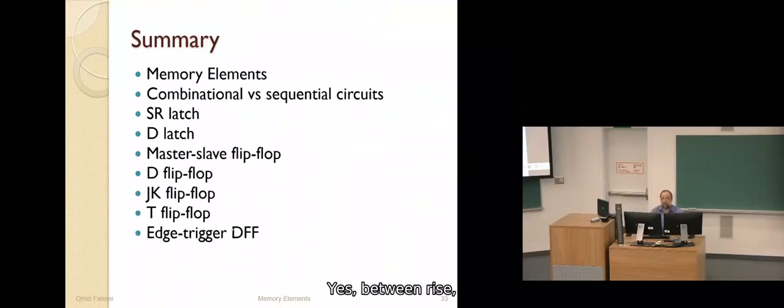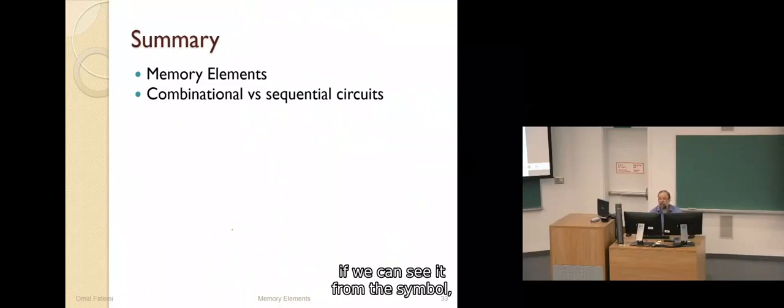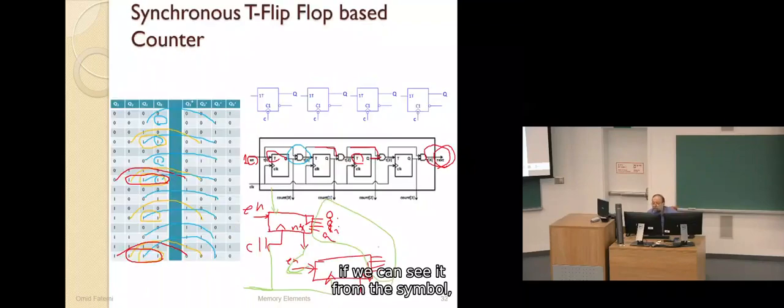Yes? How do you know between a rising edge and a falling edge? We can see it from the symbol. This symbol here, it has only a triangle, so it means that it is rising edge. If it has a circle also here, something like that, then it is falling edge. Look at here. You see, there is a circle.